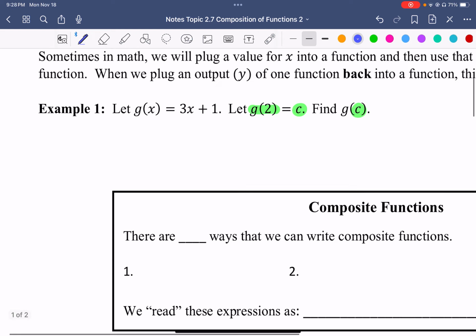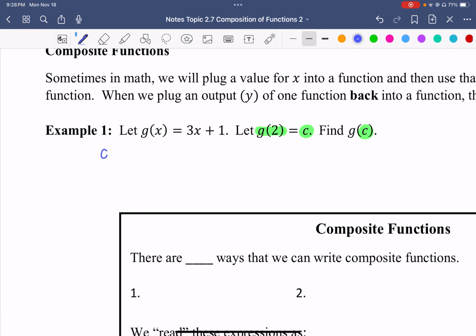And to figure out what c is, I first need to do g of 2. Okay? So in order to find c, I need to figure out what is g of 2. Now, g of 2, I'm going to plug it into this expression. So we're going to have 3 times 2 plus 1, where I'm replacing these two x's with the number 2. And this becomes 6 plus 1, so that means that c is 7. Okay, now I can go back and plug in this c value over here. So now we know that g of c is the same thing as just finding g of 7.